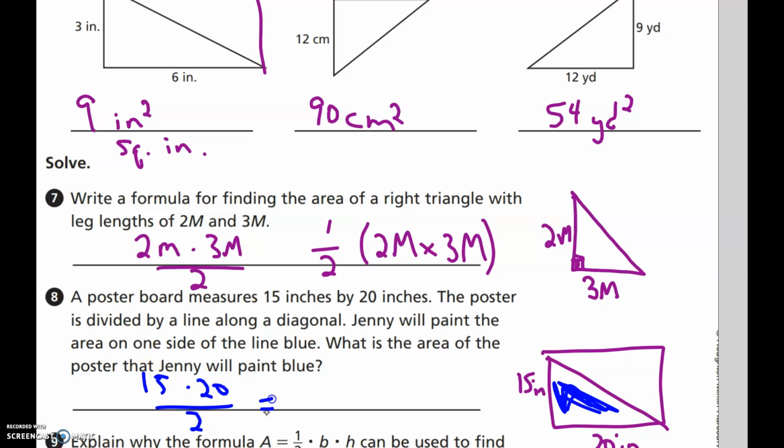And I'm going to do my little shortcut. I'm going to divide the 20 by 2 in my head and just do 10 times 15. And that way I can do it in my head and not have to get my calculator out. The answer there is 150 inches squared.